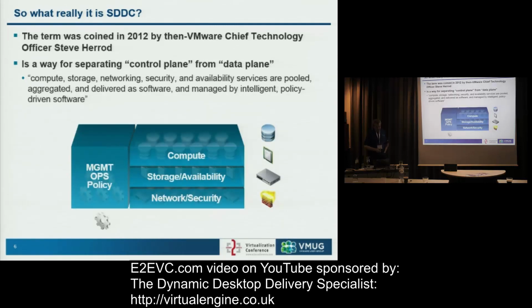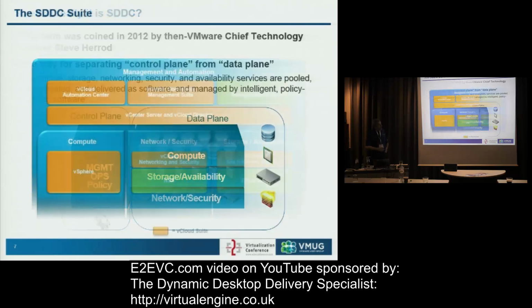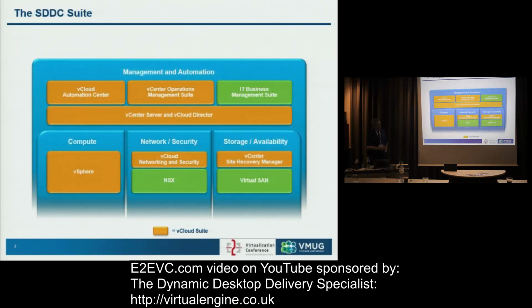For a data center, this means find something to manage in a friendly and in a flexible, in agile way. This kind of data plane, compute, storage, network, but also availability, security, and so on, with a unified control plane. This means, from VMware point of view, a set of products.